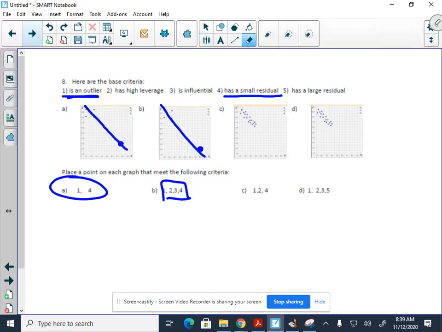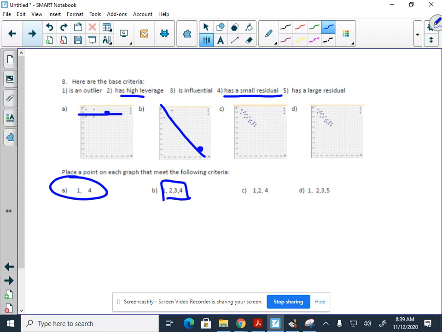I want to go back and rethink if there's a way I can get that one without the leverage. It could be like here. Now that one won't have influence because it won't change the slope. So that one might be a little bit better. It's definitely going to have a small residual. It still has some leverage, though. It's hard to get that one without some leverage.